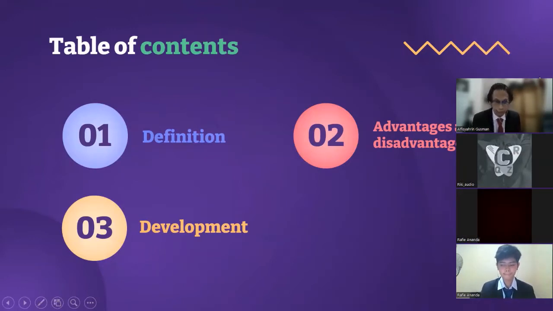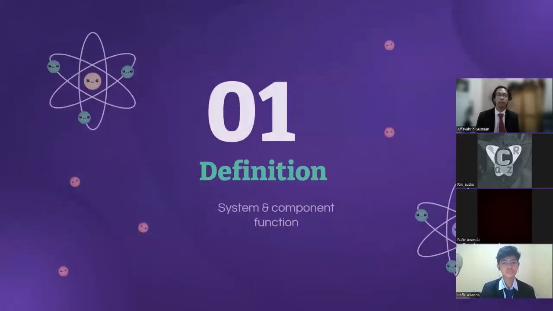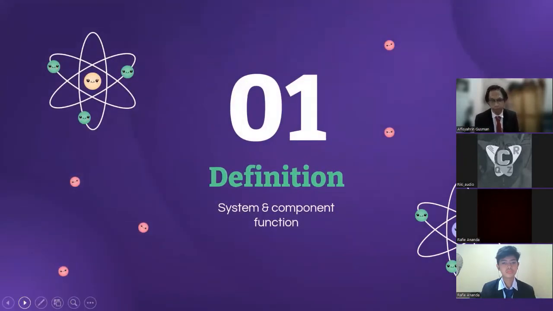In this presentation, we divide the presentation into three chapters. The first chapter is about the definition, the second is about advantages and disadvantages, and the last is about development. The first chapter will be explained by Brother Riki. Brother Riki, please.